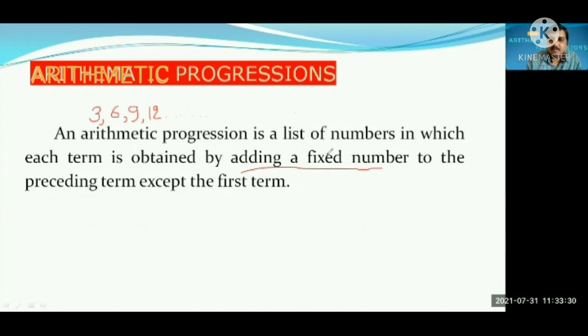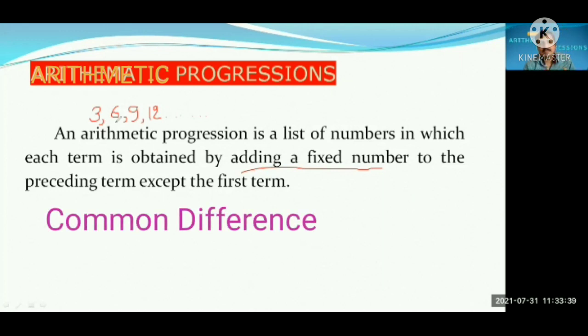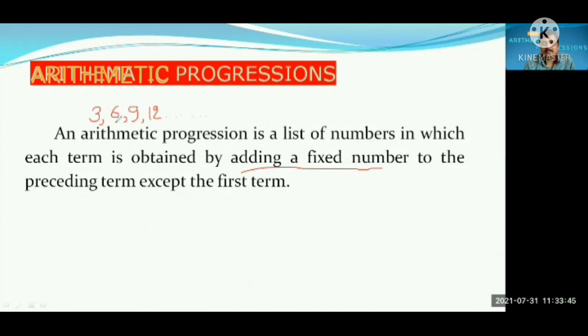The fixed number that we add to the preceding term, that fixed number is said to be the common difference. Like this, you can define arithmetic progression. An arithmetic progression is a list of numbers in which each term is obtained by adding a fixed number to the preceding term, except the first term.